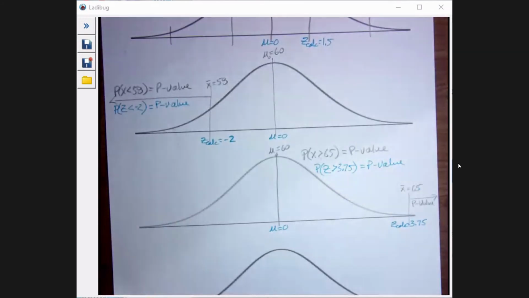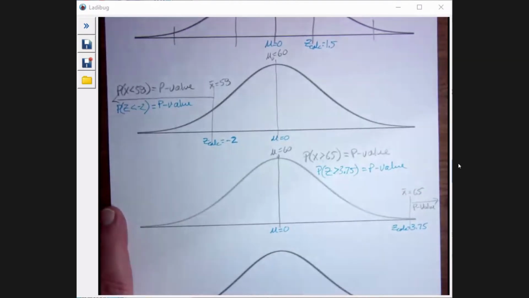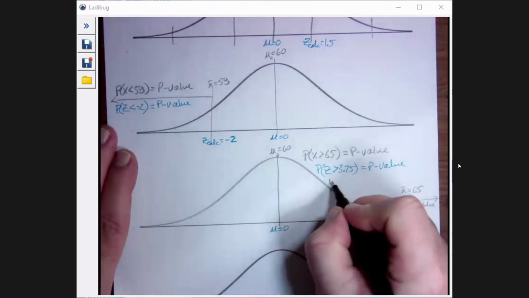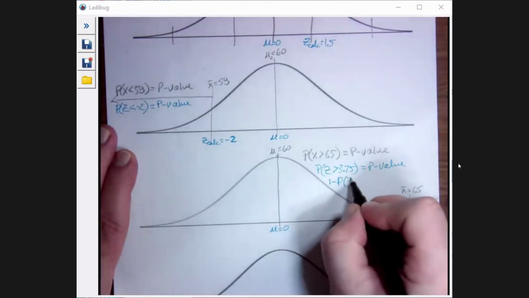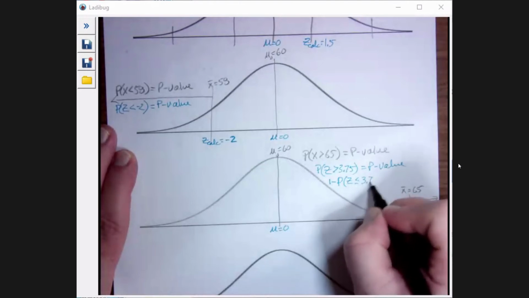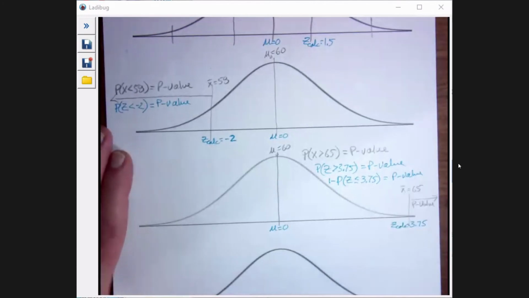And so can we do a greater than in Excel? No, so we have to do the complement. So our p-value is going to be 1 minus the probability of z less than 3.75. That's going to be our p-value. Are we okay? Okay.